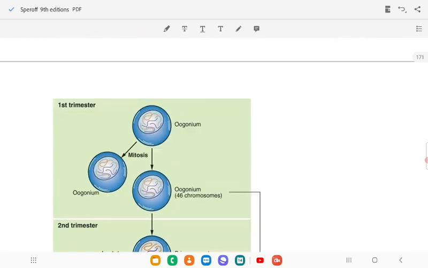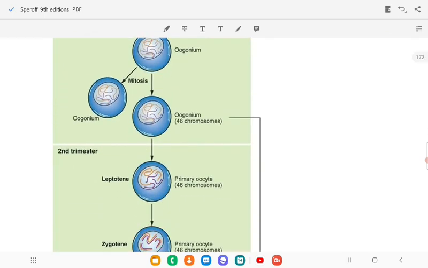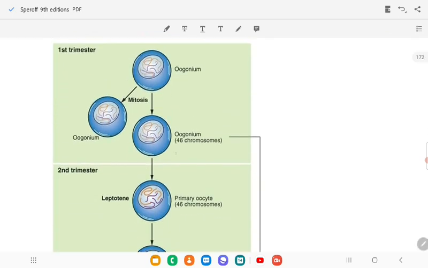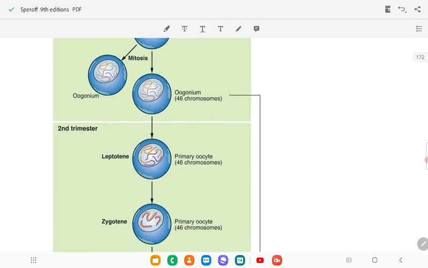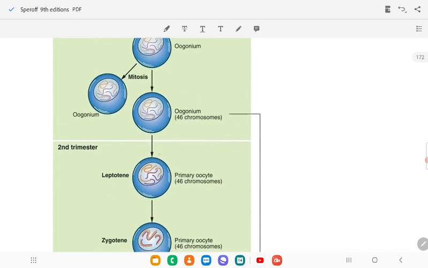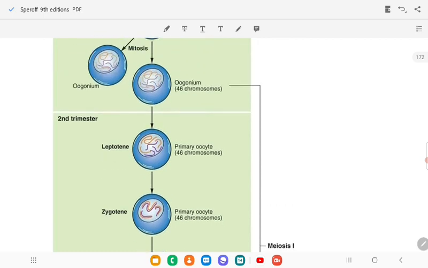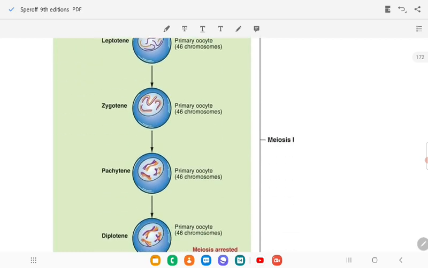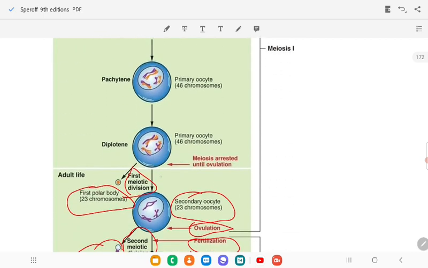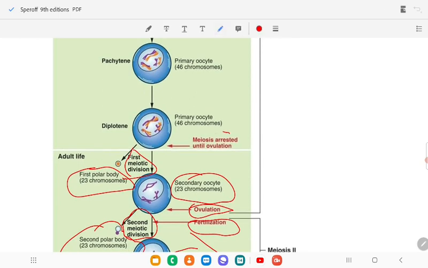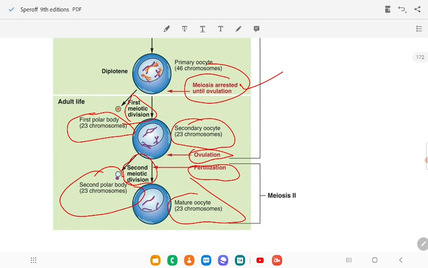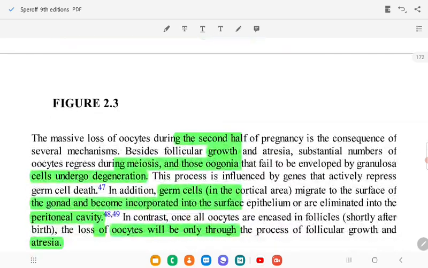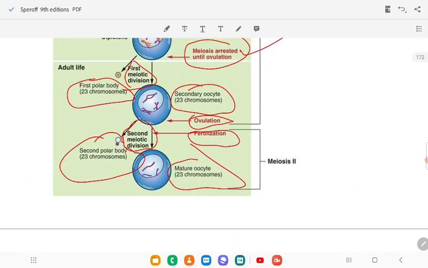Okay, this is the oogonia. This is the first mitosis, oogonium dividing into oogonium. The primary oocyte is formed from the second trimester. Meiosis passes through the leptotene, zygotene, pachytene and diplotene stages. The primary oocyte is arrested in the first meiotic division until ovulation. Then the first meiotic division starts again, after which the first polar body forms, the secondary oocyte is produced, and ovulation occurs. At the time of fertilization, the second meiotic division occurs, the second polar body is released, and the mature oocyte is released.